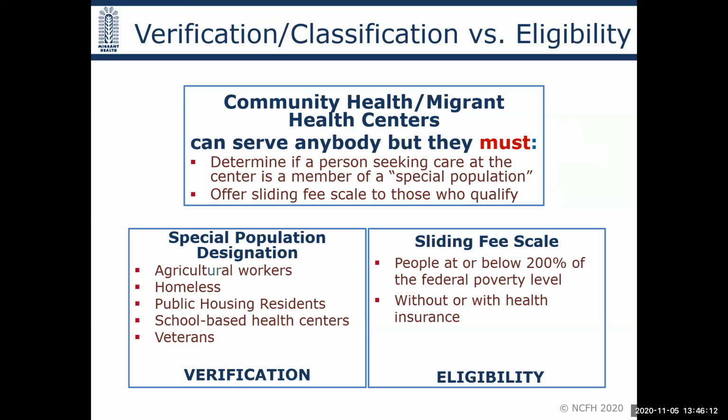So when we talk about verification for what we're talking about today, we're talking about a special population designation. So we're talking today about ag workers. Your other special population designations, again, are homeless, public housing residents, school-based health centers, and veterans. That's the verification. That's what we're talking about today. Eligibility is specific to things like your sliding fee scale. So for example, people at or below 200% of the poverty level with or without insurance, whatever your guidelines are for your health center for your sliding fee scale, that's across the board, and that's the eligibility. So today we're just talking about verification.